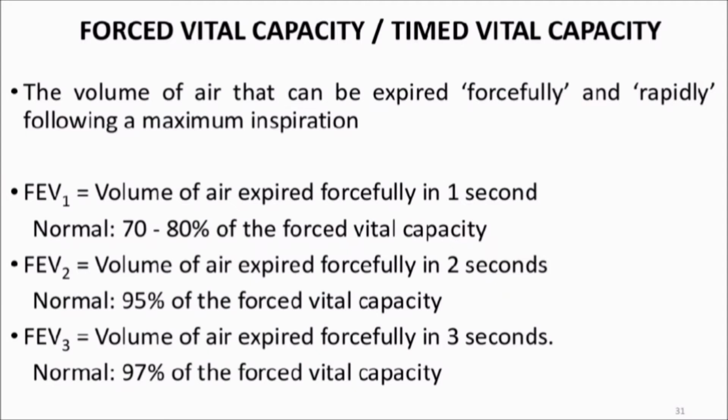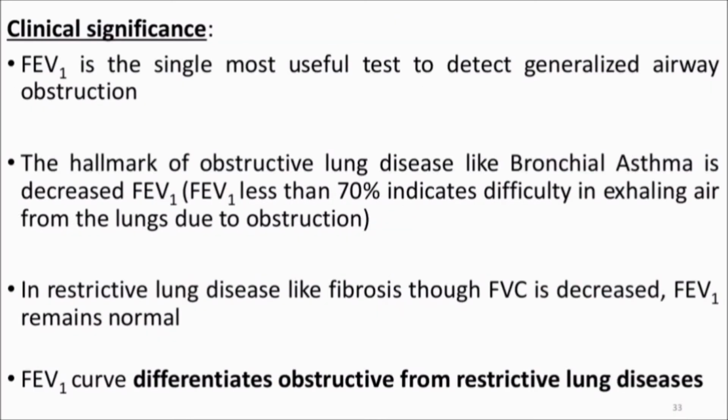For diagnosis purposes, we consider mainly only the first second, FEV1. That is the forced expiratory volume, the volume of air expired forcefully in 1 second. That is normally 70 to 80% of the forced vital capacity. FEV1 is the single most useful test to detect generalized airway obstruction. The hallmark of obstructive lung disease, especially bronchial asthma, is decreased FEV1, where the FEV1 by FVC ratio goes less than 70%. And in restrictive lung diseases like fibrosis, though the vital capacity is decreased, the FEV1 remains normal.